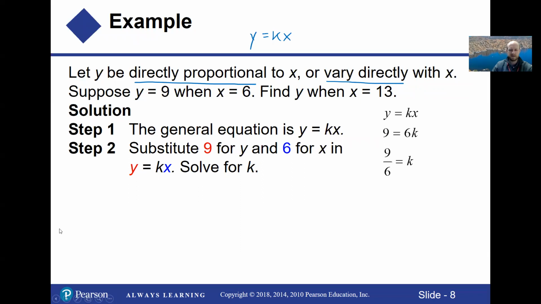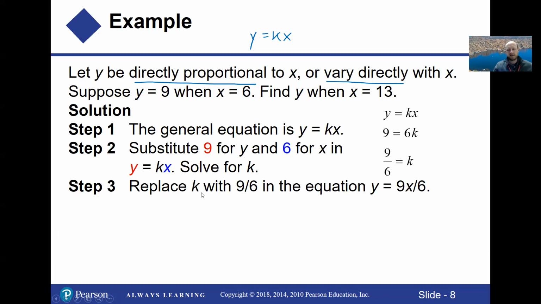So k is your constant of proportionality, or what's the other term that we give for it? Sometimes I get these confused. I want to get both terms. It's the constant of variation. So you could say k is the constant of proportionality or the constant of variation. Once you have that, you're going to replace that k value with 9/6 in your equation. So you could also write this as y equals 9/6 x instead of 9x over 6.